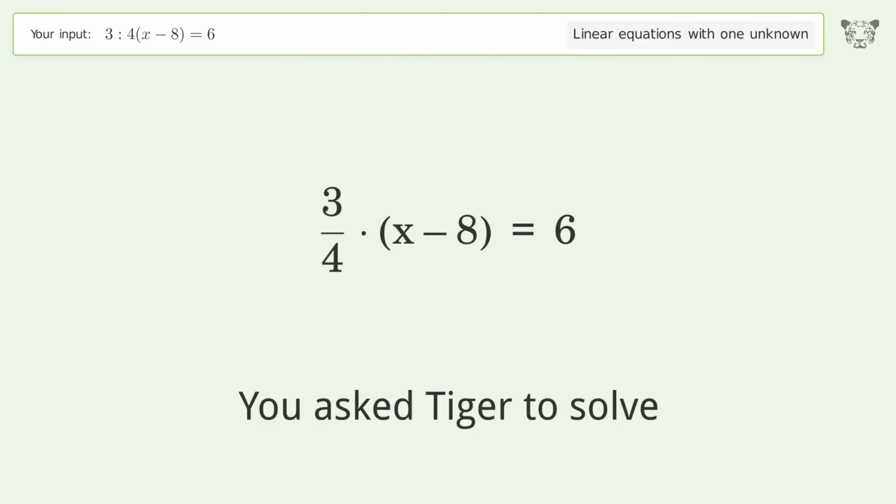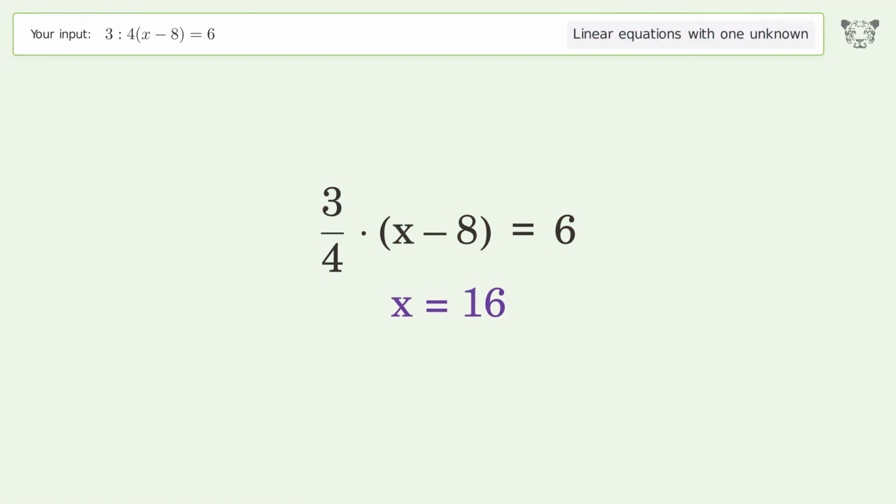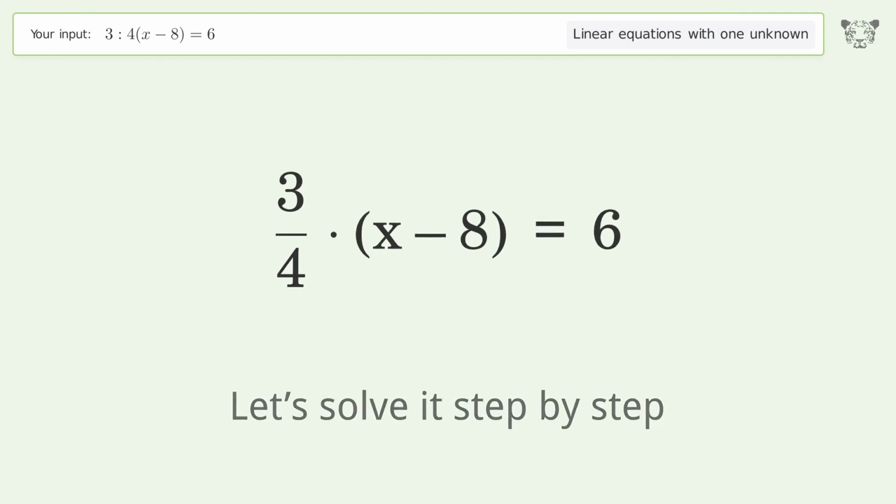You ask Tiger to solve this. This deals with linear equations with one unknown. The final result is x equals 16. Let's solve it step by step.